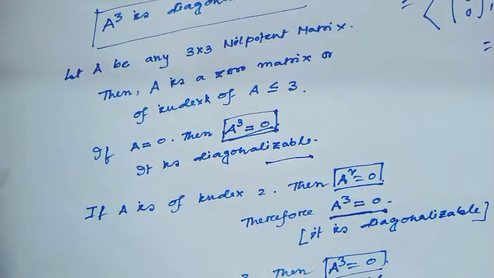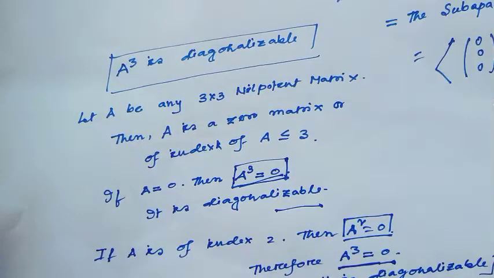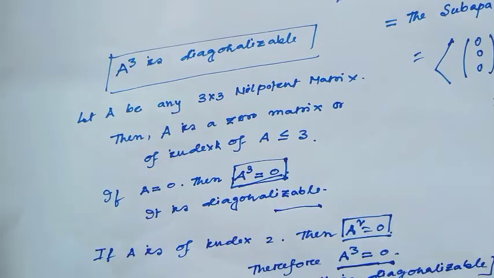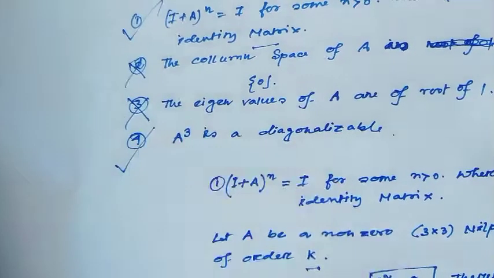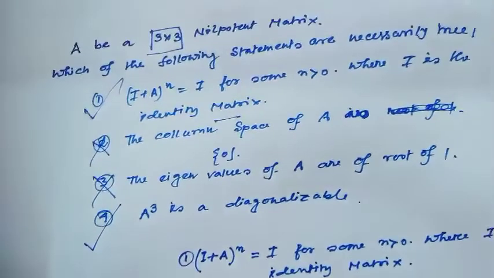That means if we consider a non-null matrix, A cube would always be diagonalizable, because the question indicates A is a 3 cross 3 nilpotent matrix, that means obviously A cube would always be equal to 0. So option 4 is the right option. Are you getting the option?